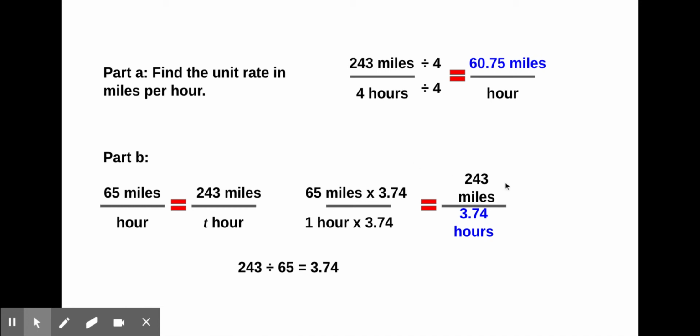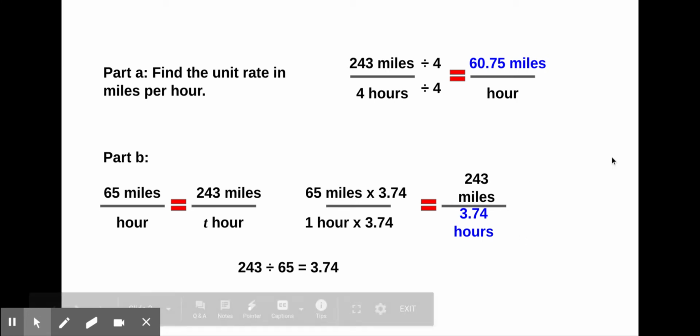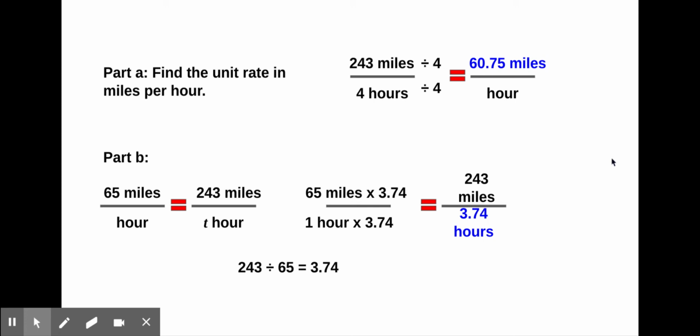And so we realize to travel 243 miles at 65 miles an hour, it's going to take us about 3 and 3/4 hours to get there. So we get that part.